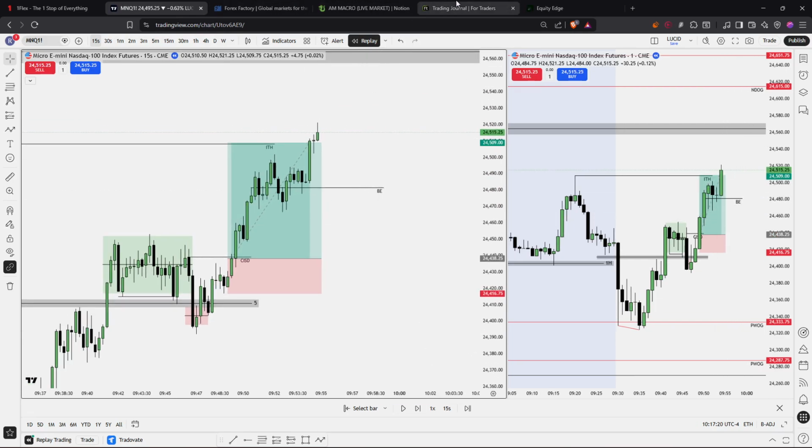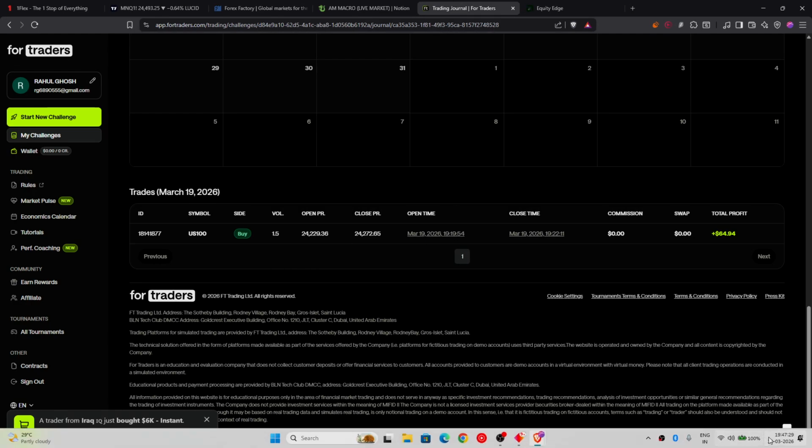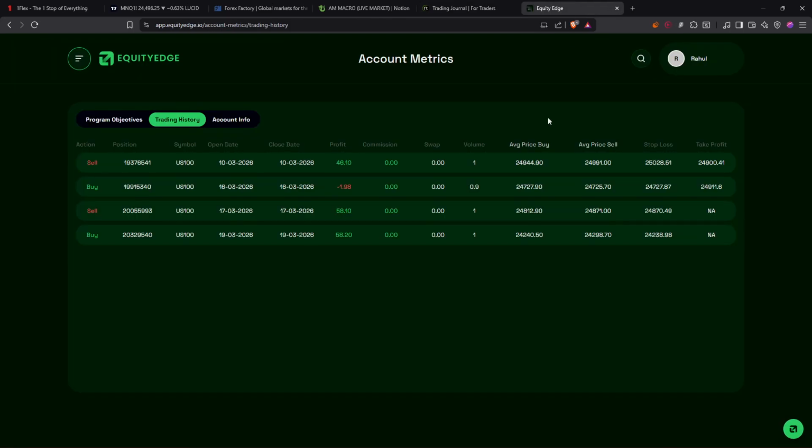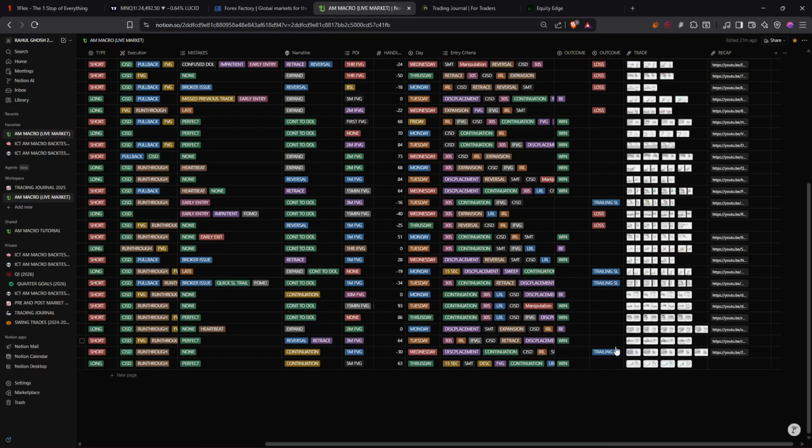I'll just show you the execution as well. As you can see here, today is 19th March. This is the first execution, US 100, 1.5 lot. Booked here 1%, and in equity edge 2%, same as the previous day. Yes, day before yesterday, this was the trade day before yesterday.